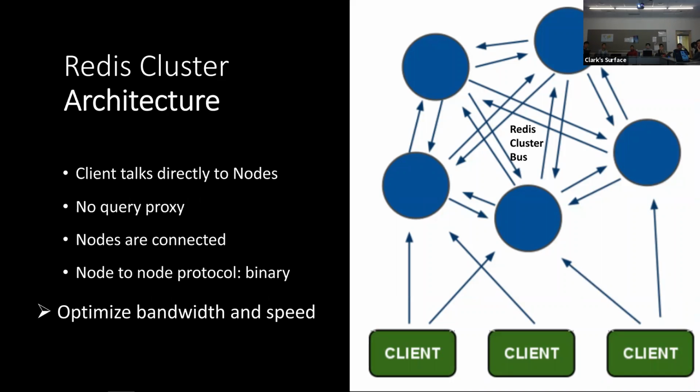Okay, so here's how it looks. The blue dots are the nodes, and the nodes automatically communicate with each other. The communication is in binary to keep the maximum speed. And they use the Redis cluster bus to transfer the messages between the nodes. Between clients and nodes, there's not going to be any proxy, so they communicate directly with each other.